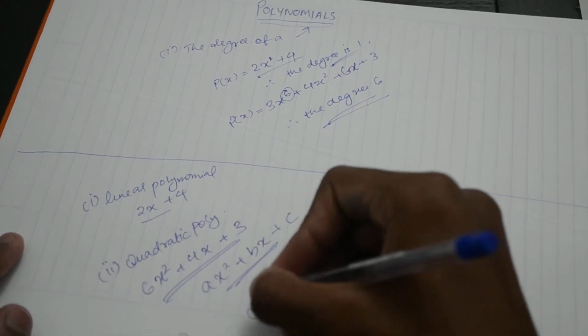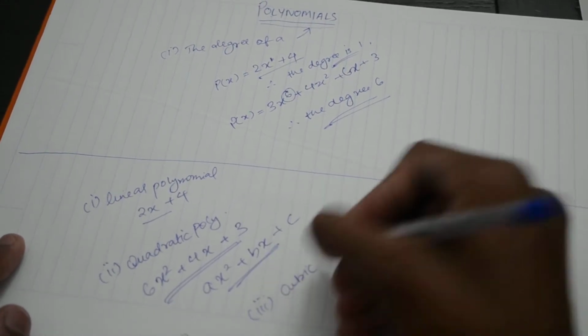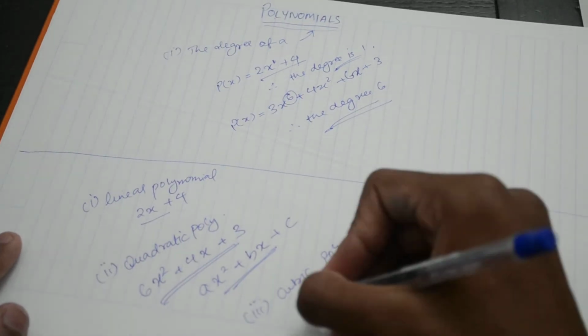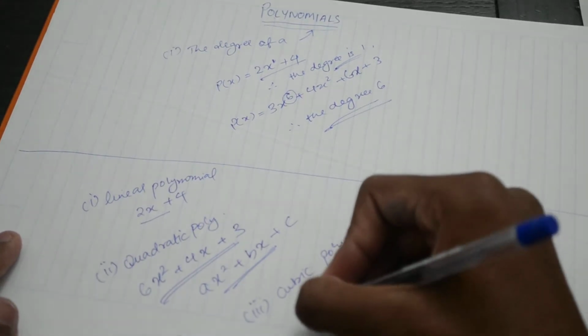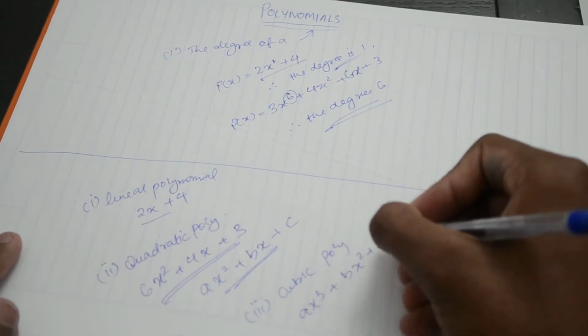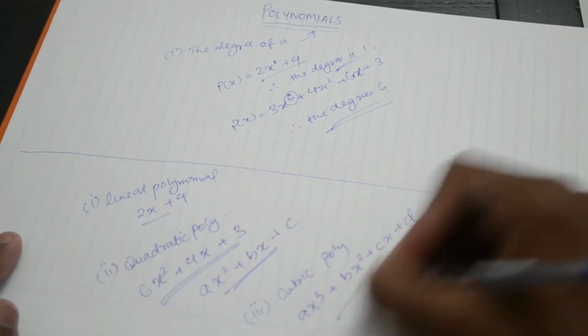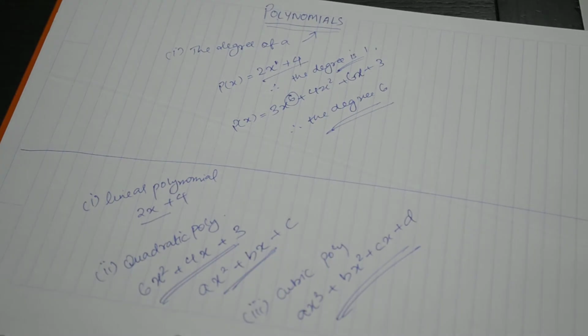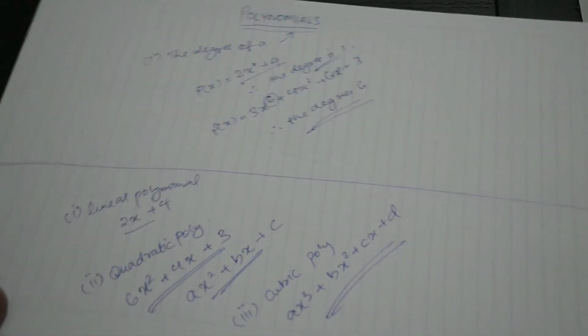And then there is a cubic polynomial. A cubic polynomial is a polynomial of degree 3, of the form ax cube plus bx square plus cx plus d. So these are the types of polynomials you'll be requiring.